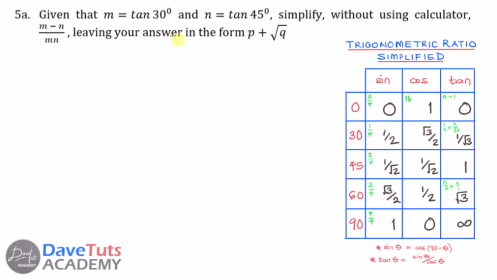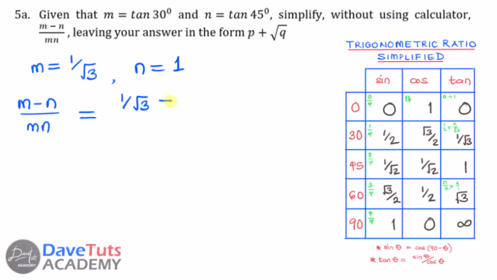Now, if we employ our understanding of what we have here, we are going to see that m is nothing but tan 30. In this particular case, tan 30 is 1 over root 3, and then n, which is tan 45, is nothing but 1. So what we're asked to get, m minus n over mn, will inherently mean m, which is 1 over root 3, minus n, which is 1, divided by mn, which will be 1 over root 3 multiplied by n, which is 1. So this is what we need to work with.